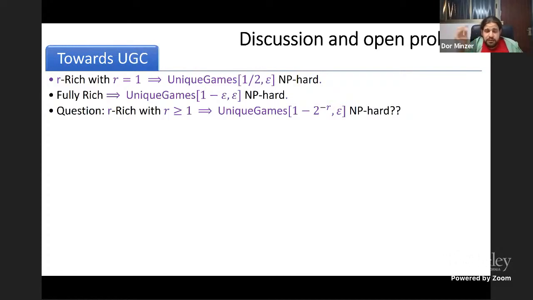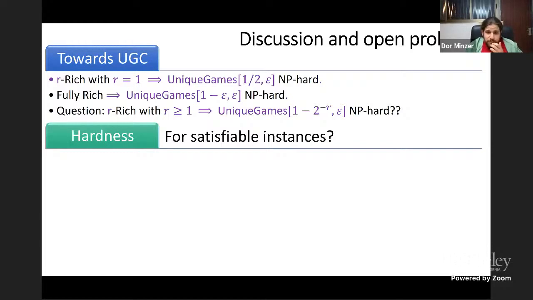It's easy to show that if you assume the R-rich conjecture for R equals 1, actually it's not an assumption because it is true for R equals 1, you get that unique games between half and epsilon is NP-hard. And if you assume full richness, then our main result says that you get the whole thing. So an interesting question is, what would you get if you prove that 4-rich games are NP-hard? Would you get something better than half? My feeling is that the answer should be yes, but we don't know.